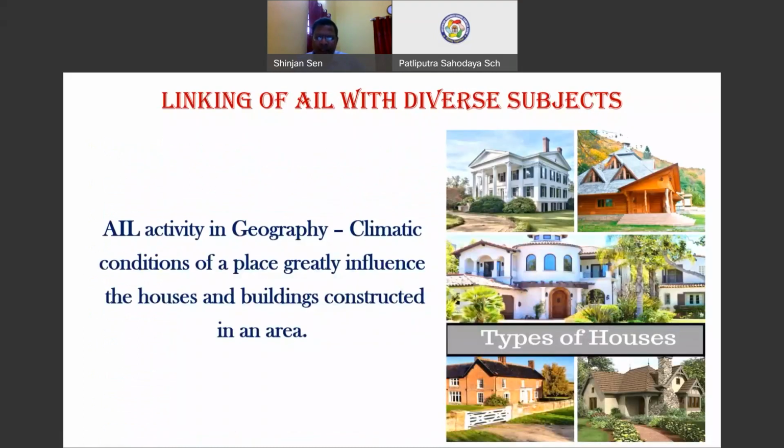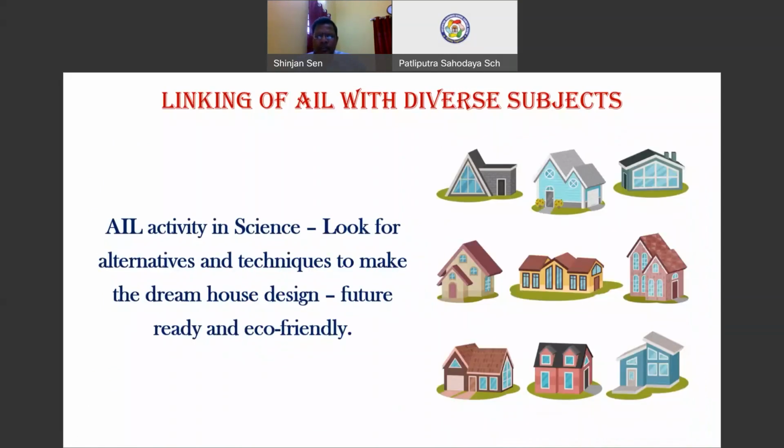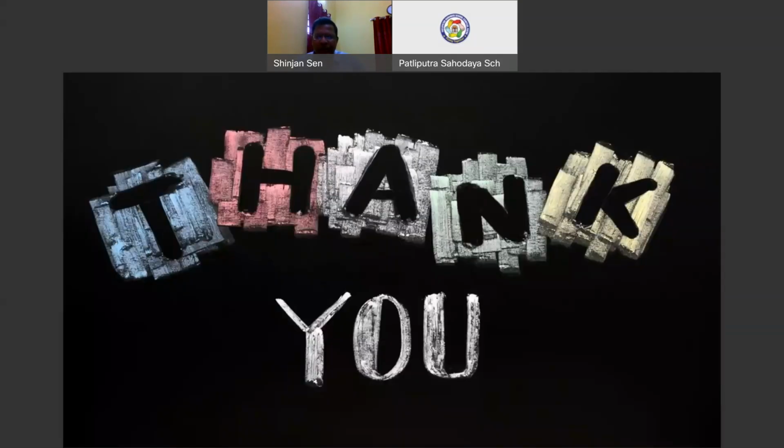Okay. Types of houses at different climatic conditions, what type of houses will be there. That will help them also to understand their continent and the house materials and all. Okay. So with this, we come to the end of today's small session.